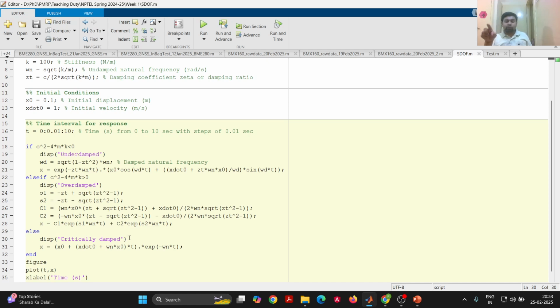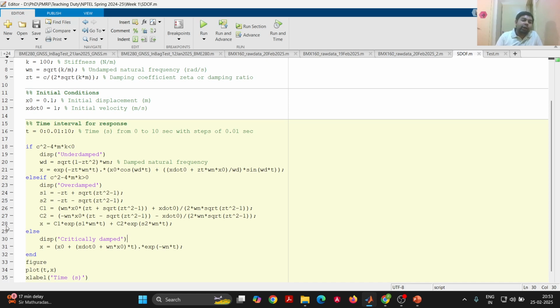Depending on the set of stiffness, mass and damping, we look at c square minus 4mk, which is the thing that comes under the square root in our solution. Depending on whether that value is positive, negative or zero, we will get the particular response for that particular condition.